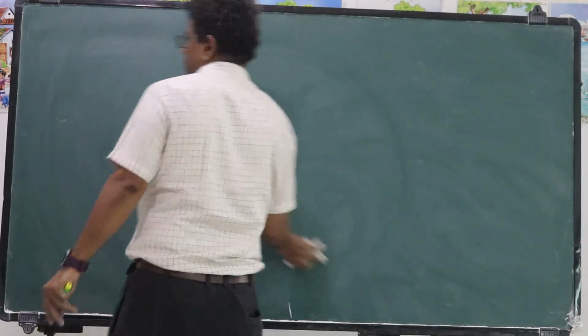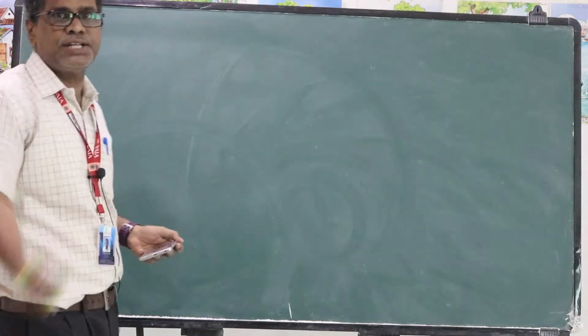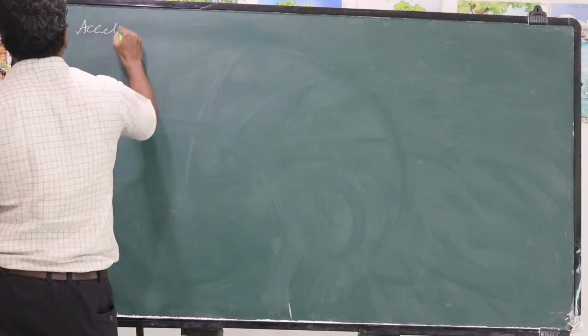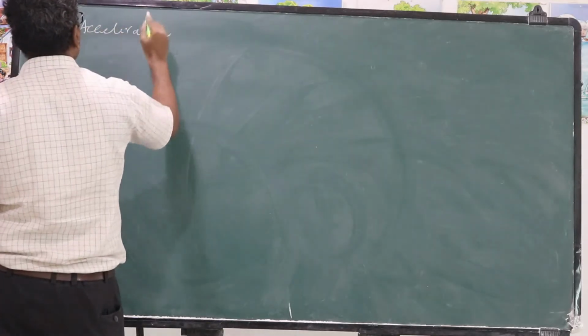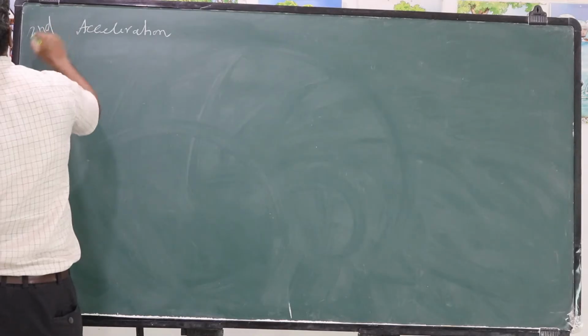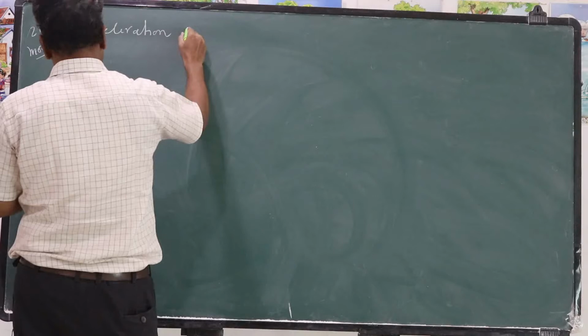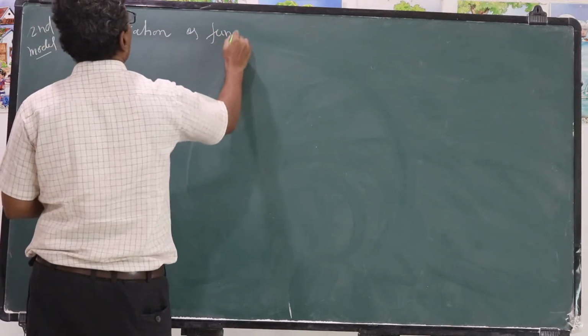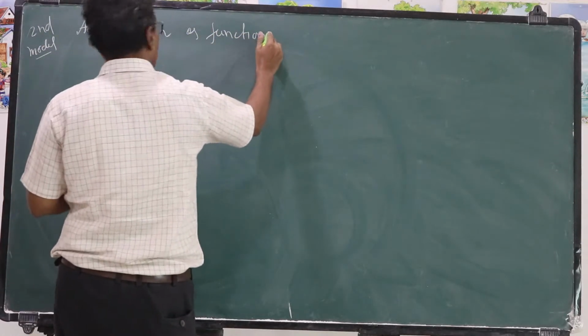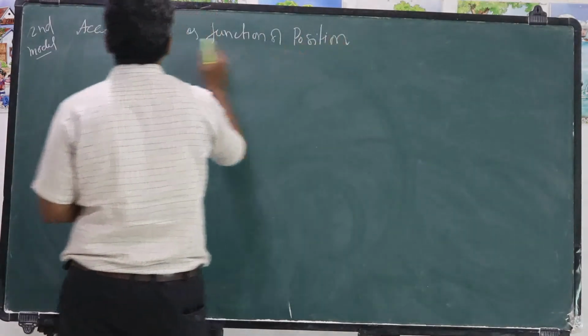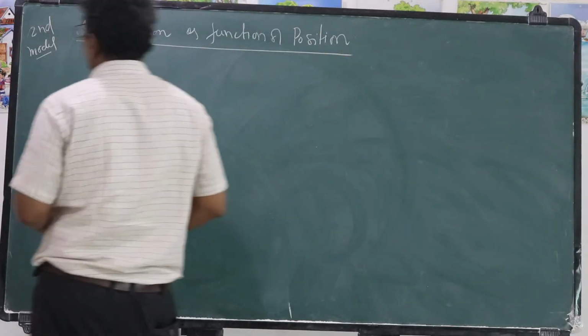Okay, next model. Suppose, so this is the problem we did, velocity, acceleration is a function of t. The next model, the second model, is acceleration as a function of position. Acceleration is a function of position.